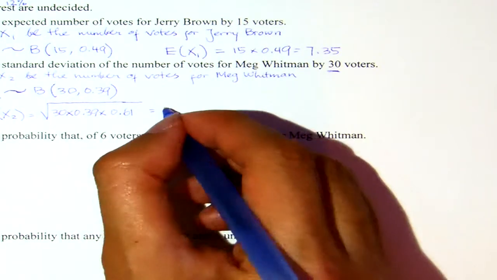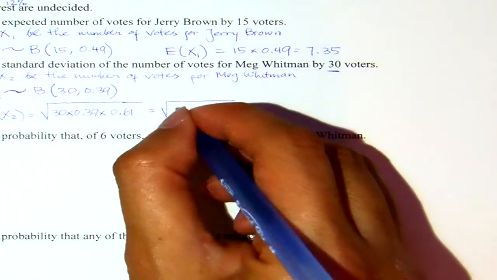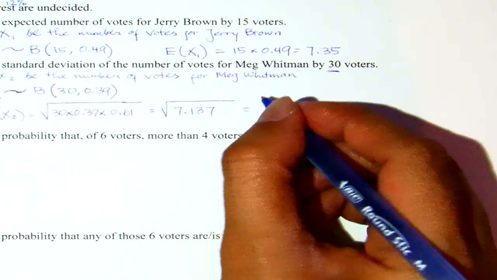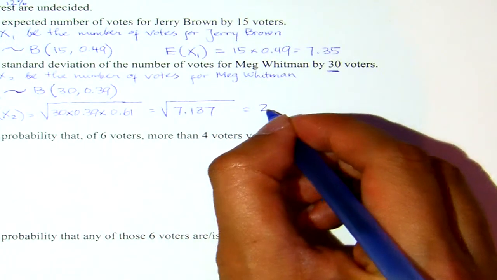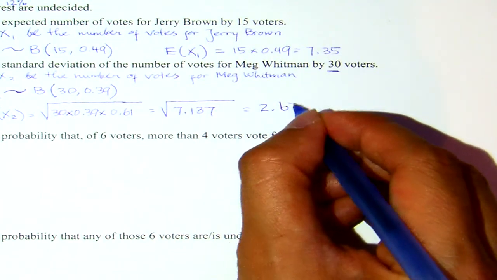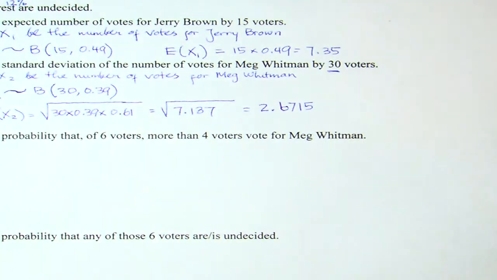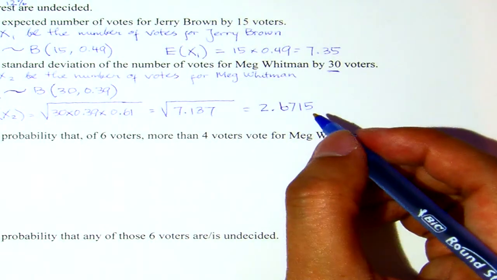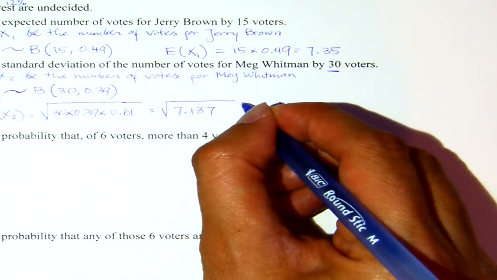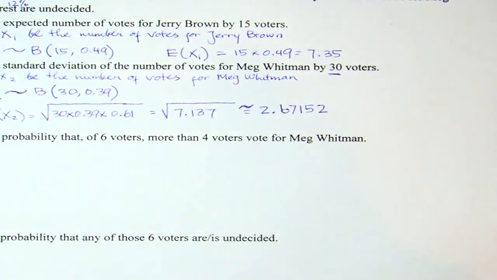Now if you use your calculator, this will be the square root of 7.137, which equals 2.67516, I think, which I round to 2. Because this is rounded, let me use rounding notation. Okay, that's for part B.